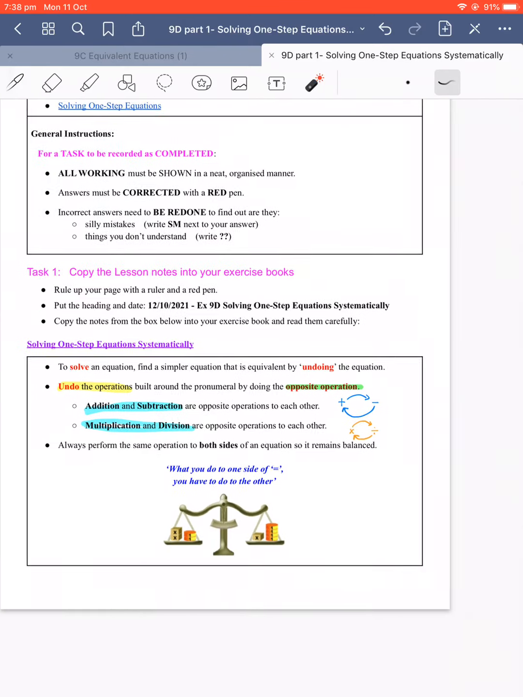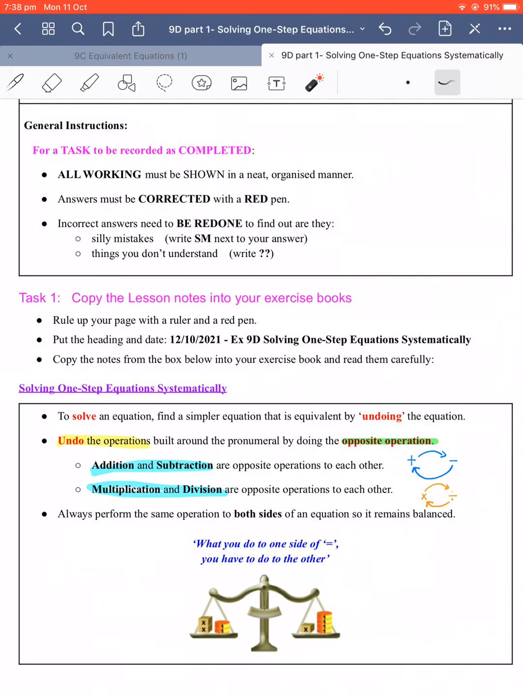Okay, so your whole mission with this is you perform the same operation, so that's really important, the same operation to both sides of the equation, because it does need to remain balanced. We're constantly having a balancing act here. So what we do to one side of our equal sign, we do to the other side.